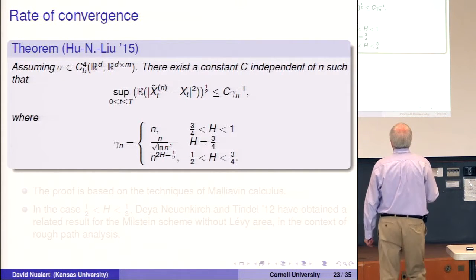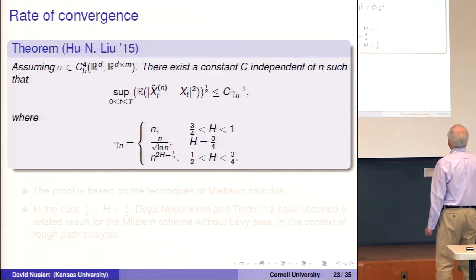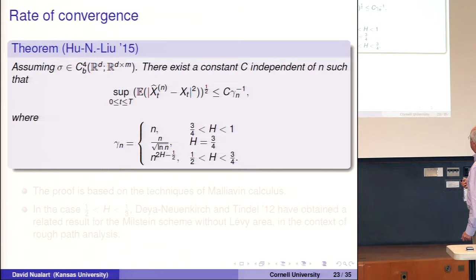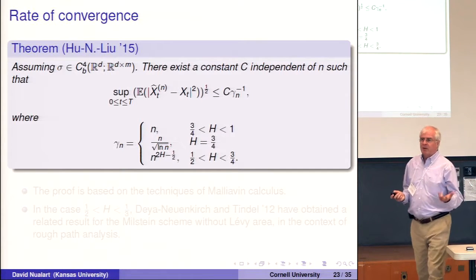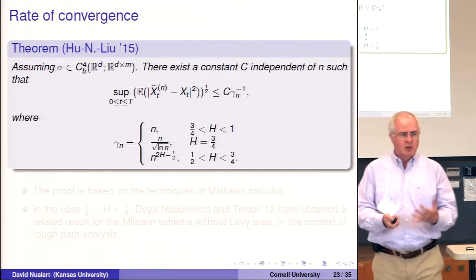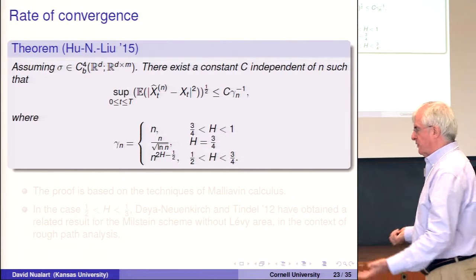So in L2, you have an error which is of the order gamma n minus 1. Here it's interesting, the speed of convergence depends on h, and there is a change of phase at 3/4, which is more or less expected. So this means that if h is between 1/2 and 3/4, it is n to the power 2h minus 1/2, which, when h goes to 1/2, coincides with Brownian motion, because it gives you n to the power 1/2, which is the rate of convergence for the Euler scheme for Brownian motion.